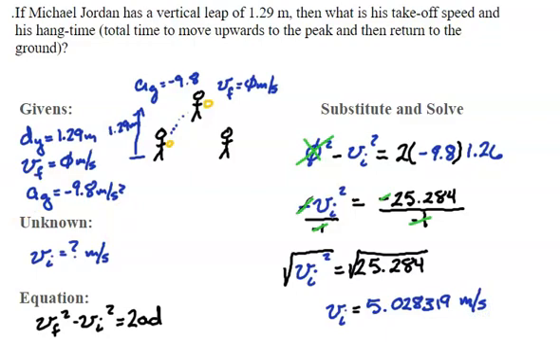Now if we apply sig figs, the only number that really counts is the displacement. There's 3 sig figs, so my answer is going to have 3 sig figs. And so my final answer is going to be 5.03 meters per second, since the 8 rounds the 2 up to a 3.